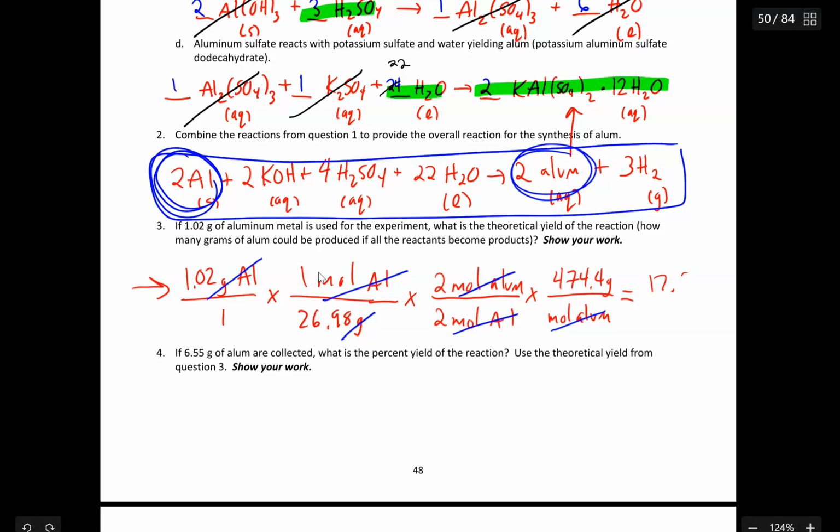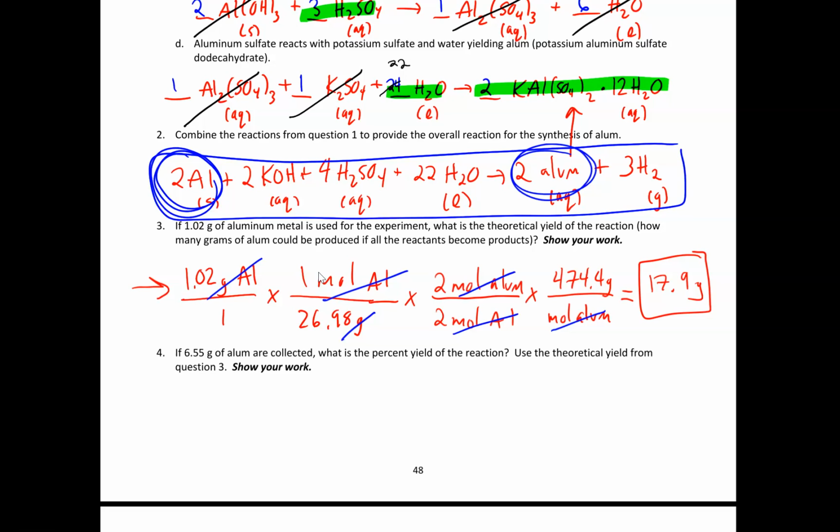If everything goes perfectly and every last atom of aluminum is turned into alum, I should be able to make 17.9 grams of alum. Okay. Again, that's theoretical yield. In theory, how much can I make? This is all just based on calculations.